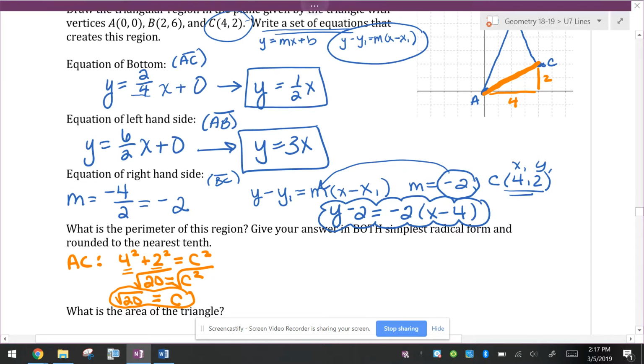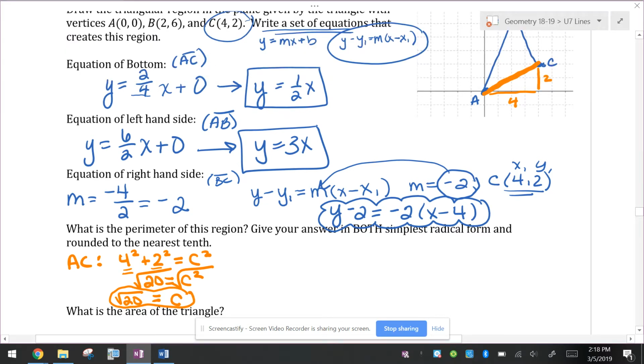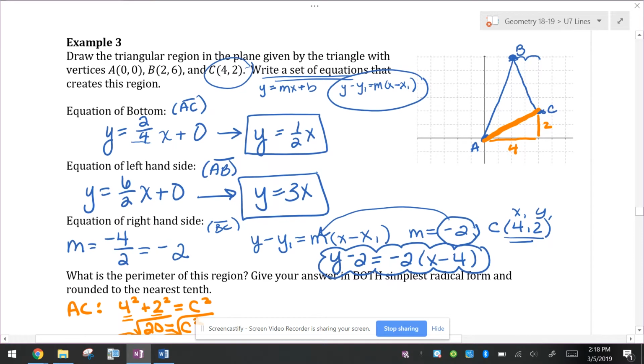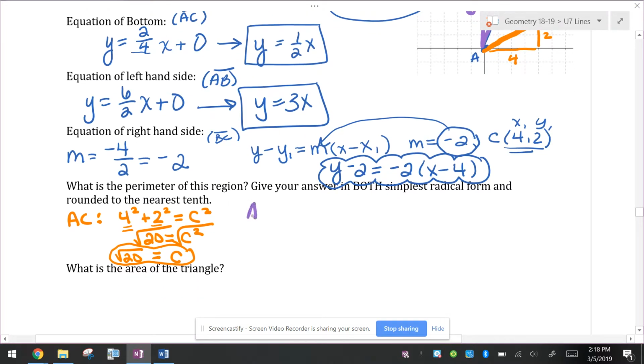And then I can do the same thing again, but we'll go with purple this time, to find the distance from A to B. And say, okay, when I went from A to B, I went up 6 over 2. So for AB, 6 squared plus 2 squared equals C squared. And that's going to be 40. So C is radical 40.